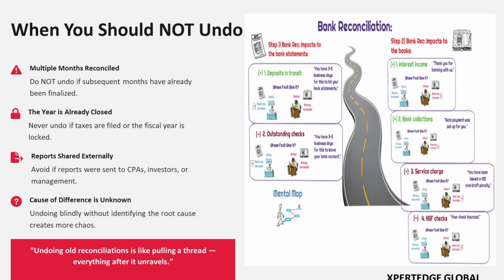Now, this is the part where it gets serious, to a point that you should not undo. Do not undo if multiple months have already been reconciled, the fiscal year is closed, taxes have been filed, reports were shared externally, or the cause of the difference is unknown. Undoing older reconciliations is like pulling a loose thread: everything after it can unravel.